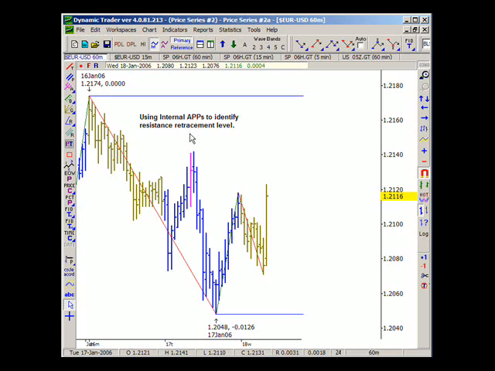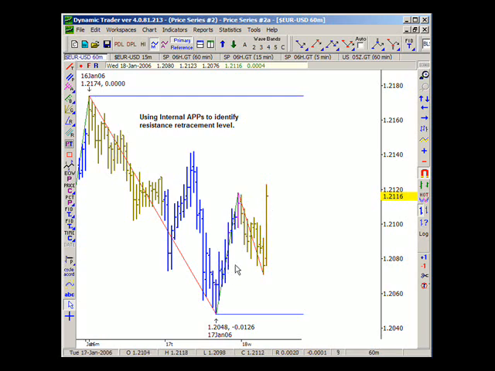We're going to have a little bit of a review here just for this first example, so we can see different ways that we use the APPs to identify support and resistance. Well, internal APPs are made from swings that are made within the range of the retracement. So we have a high that's on the left of this chart. We come down to a low. The market then made a sharp rally, a decline, and then a sharp rally. And as of the last bar on the chart, it's taken out that first swing high.